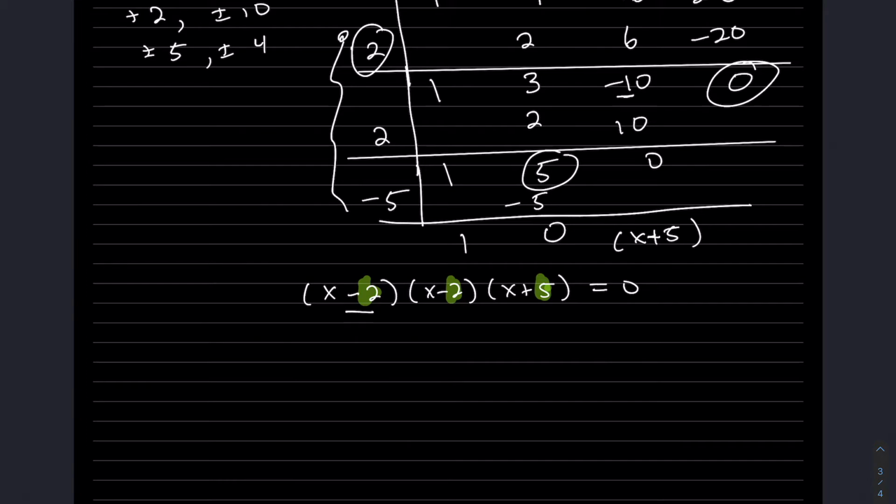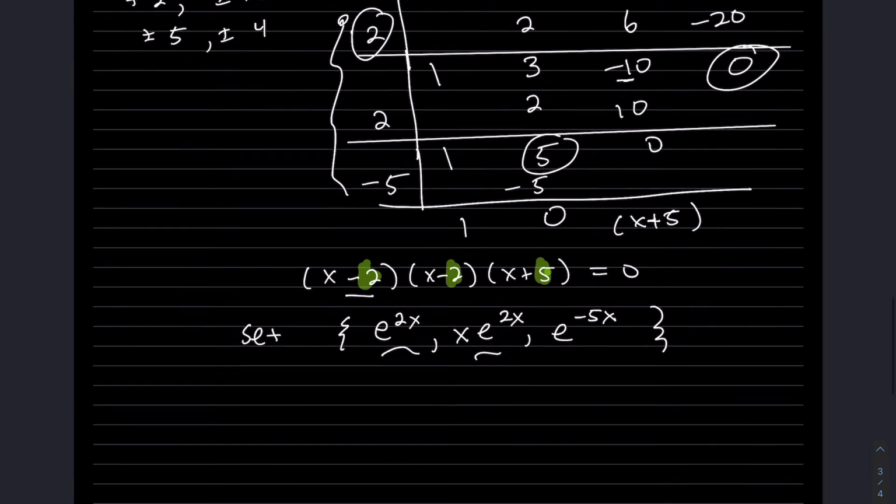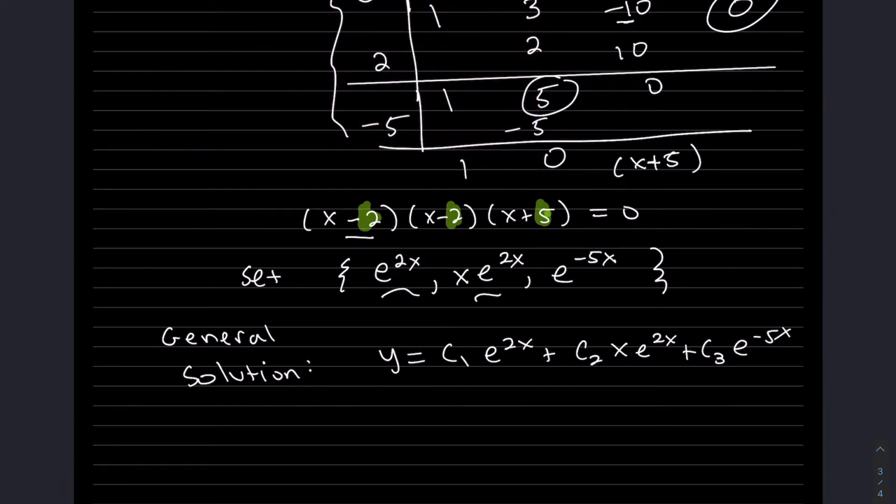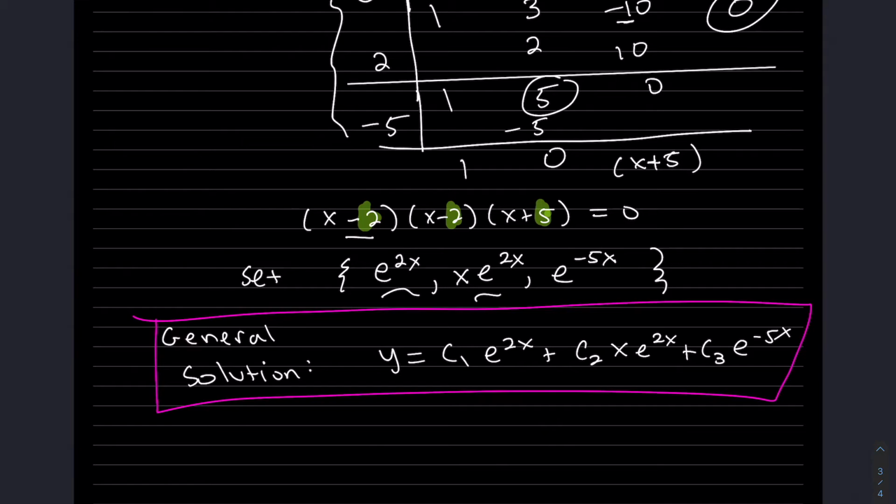Okay, so our fundamental set is e to the 2x, x e to the 2x, and e to the minus 5x. It doesn't matter the order. You have a multiplicity of 2 here, so we could have a combination of both cases, is my point. General solution. And that's the end of this problem.